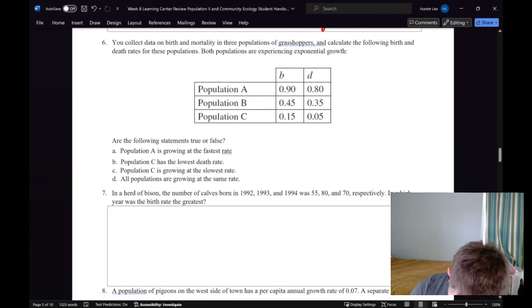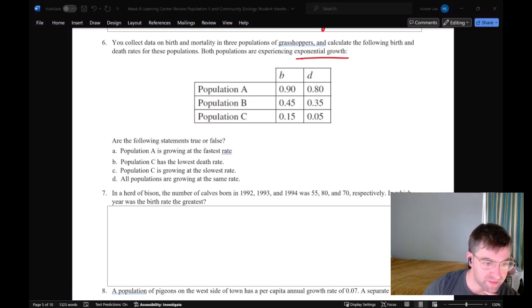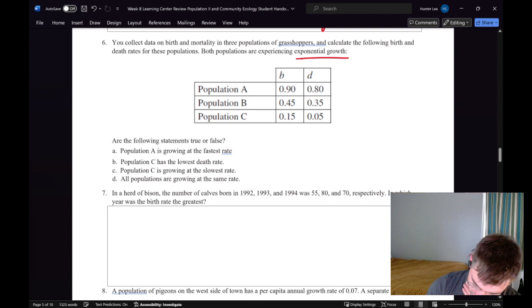You collect data on birth and mortality in 3 populations of grasshoppers and calculate the following birth and death rates for these populations. Both populations are experiencing exponential growth. Are the following statements true or false? Population A is growing at the fastest rate. Now let's look. We have, this looks like per capita growth rate, and that must be death rate. So we have an overall growth of, the difference is 0.1. B, we have 0.1 and 0.1. So this would be false.